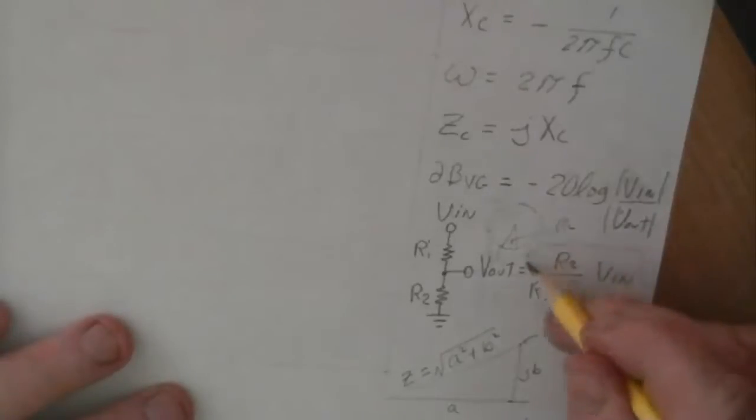This is our template, and it's a straight-on, average, everyday voltage divider, nothing spectacular about it. R2 divided by R1 plus R2 times Vin.